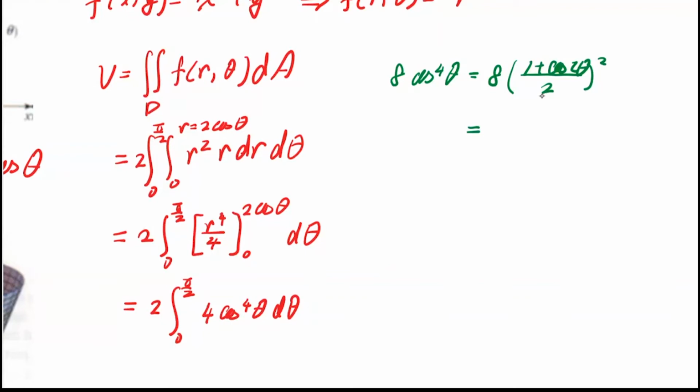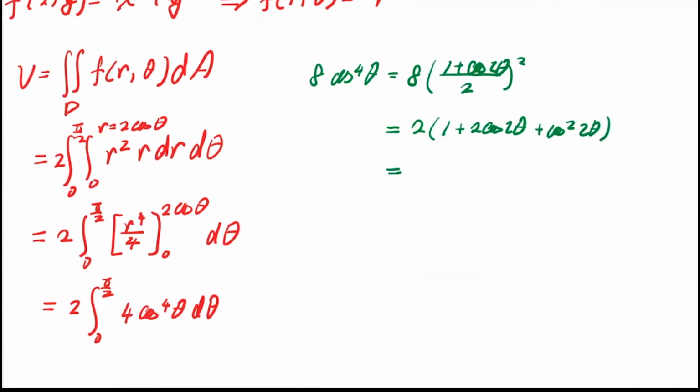So do you see that the 4 cancels, so we have 2 and 8? And then we'll square that out. So we have 1 plus 2 cosine 2 theta plus cosine squared 2 theta. Okay, and then we do this one more time. So we have 2, and then we have 1 plus 2 cosine 2 theta. And tell me what cosine squared 2 theta is, and you have another denominator 2. 1 plus cosine 4 theta.